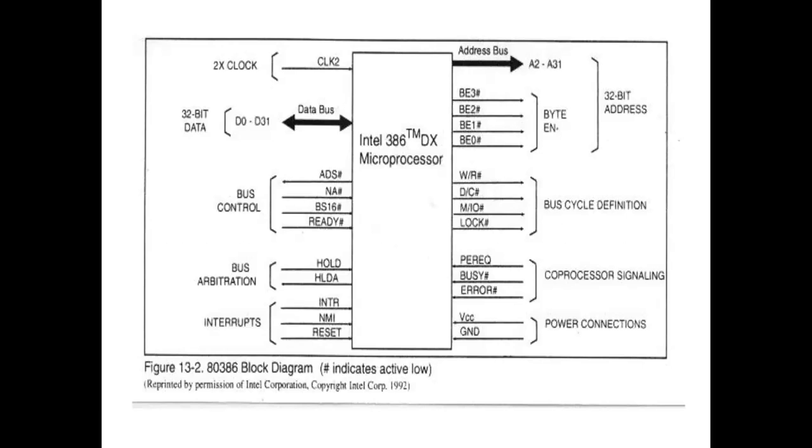As shown in the figure, it consists of the 386 block diagram. A hash sign indicates an active low signal.